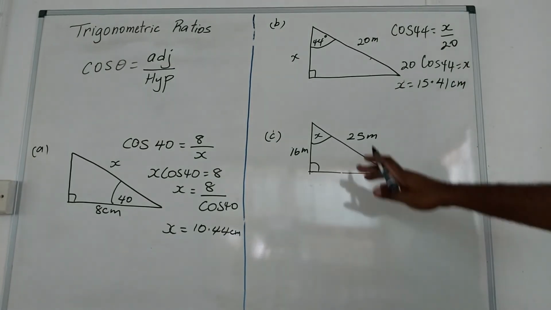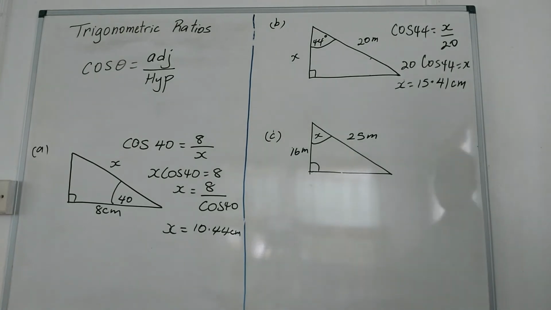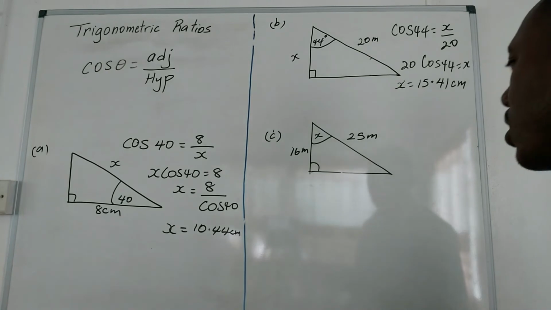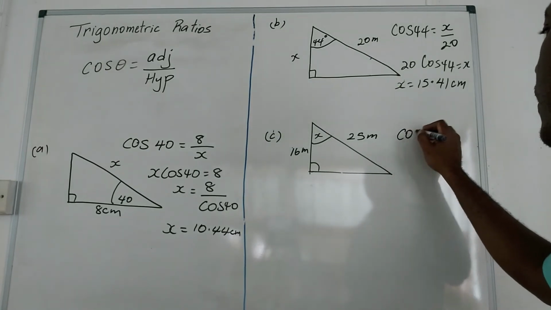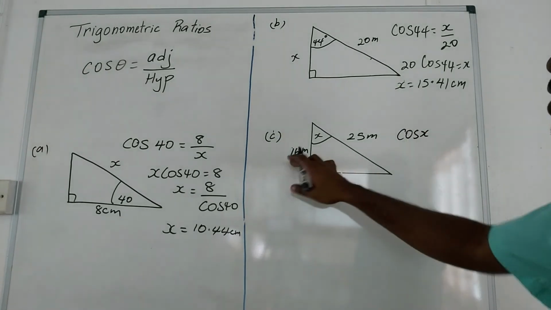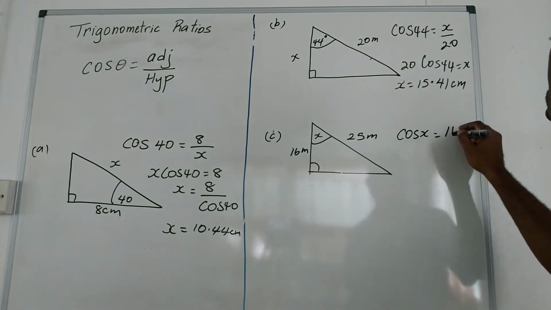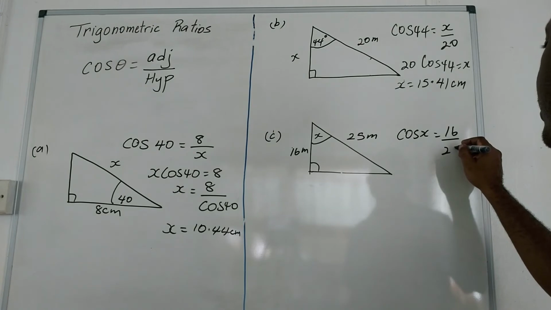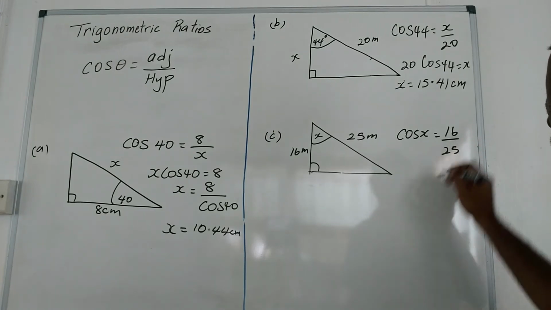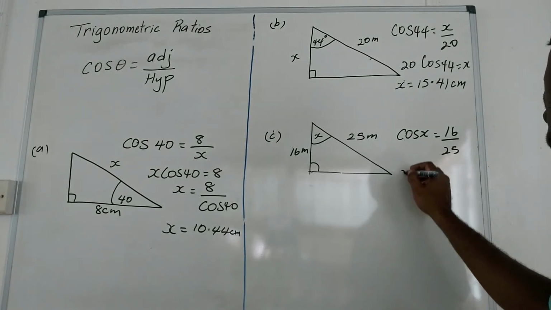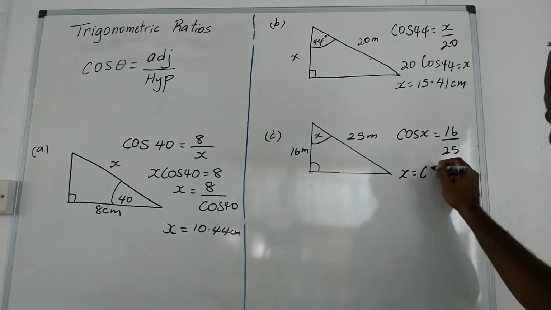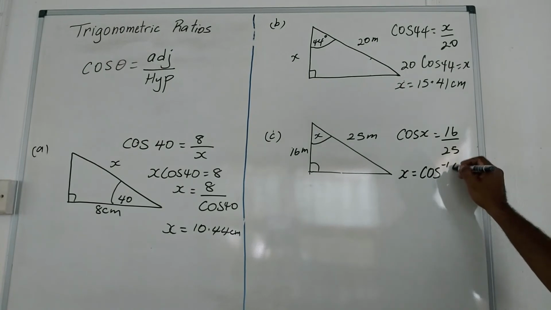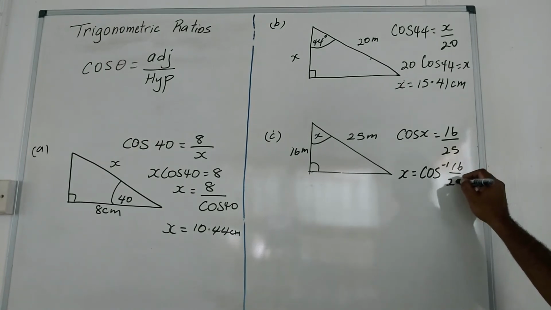Now let's find the angle when cos is given. So remember, cos x is equal to the adjacent, which is 16, over the hypotenuse, which is 25. Right? So x is equal to cos inverse of 16 divided by 25.